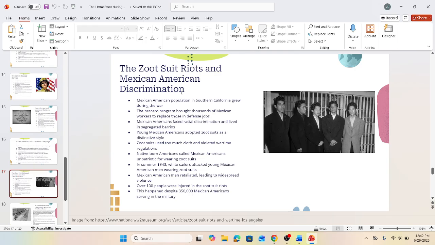There were also riots and conflict between Americans and Mexican Americans during the war. Various programs brought thousands of Mexican workers in to help replace American men who had gone overseas. And again, these Mexican Americans were brought in to keep defense production going. If you're a riveter, like you're riveting together pieces of metal potentially for a plane, we needed people to do that work.